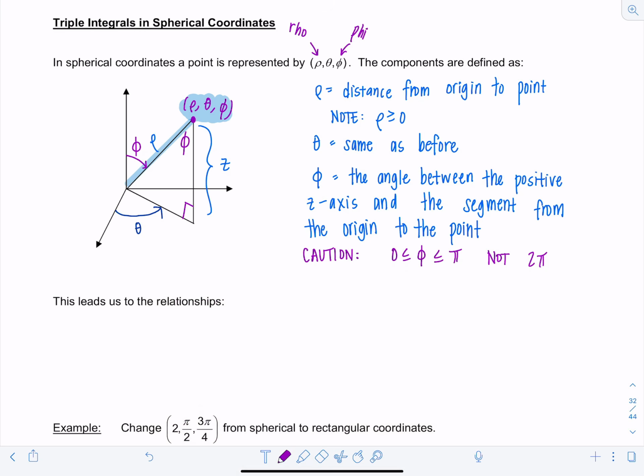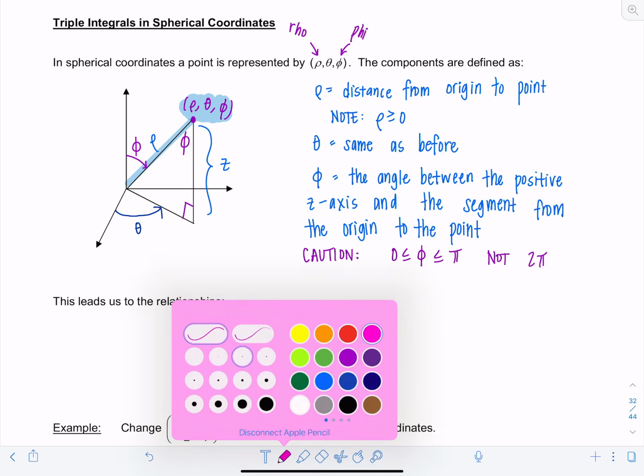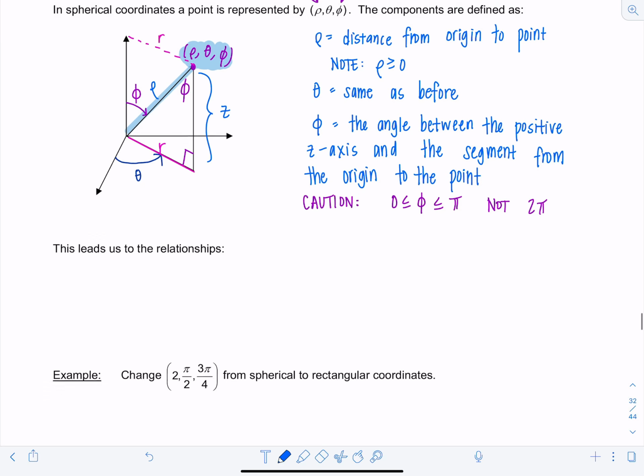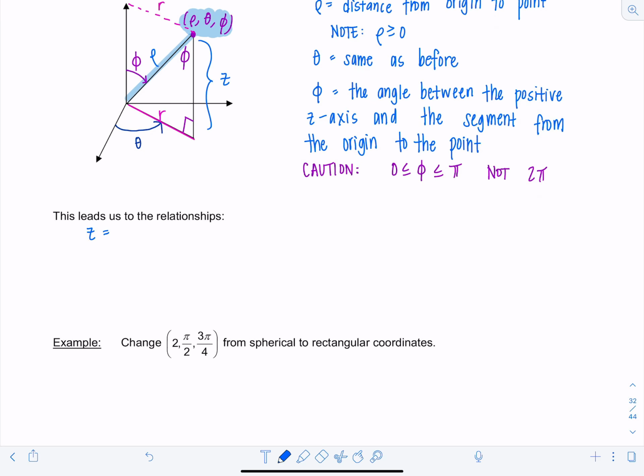So now we're almost ready, almost. This distance down here, the base of that triangle, is r, that we know from cylindrical, which is also that distance up here, r. Okay, so the easiest relationship I noticed in the triangle involves cosine of phi. So z is going to equal rho cosine phi. Let's start with that.